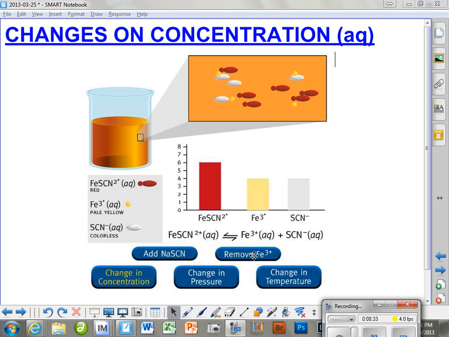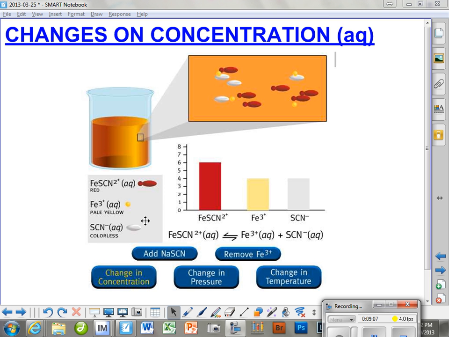Okay? So what we're going to do is add sodium thiocyanate, and then we're going to apply another stress. By the way, these are considered stressors. We're going to add or take things out. And these individual parts of the equation are referred to as species. Why they have to do that, I don't know, but that's the name for them. Not a biggie. Don't be scared off by that term.